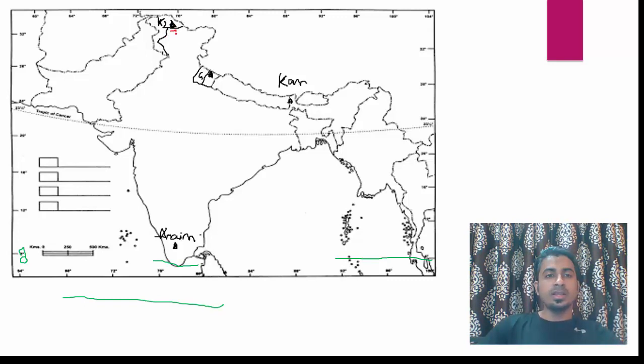And for a range, you draw it like this, like mountains. Okay. So the Karakoram range runs like this in the Union Territory of Ladakh. This is Ladakh. This is not Jammu and Kashmir, because Jammu and Kashmir and Ladakh are now bifurcated. They have become two separate Union Territories. So this is the Karakoram range.